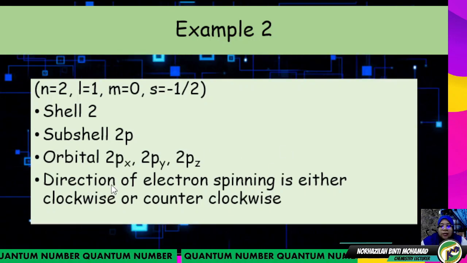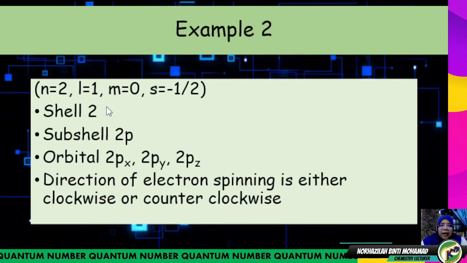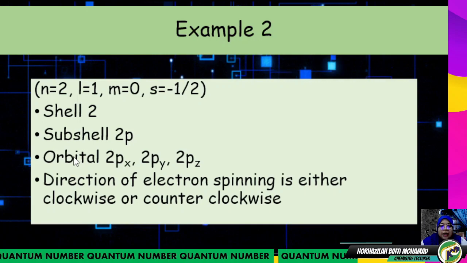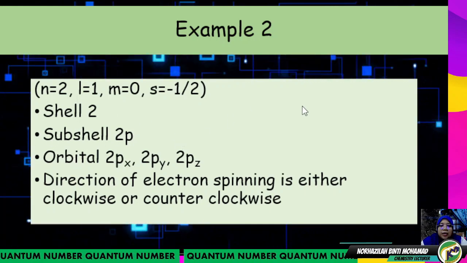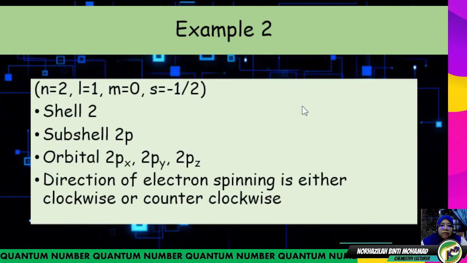So I hope that from what I have explained earlier, and with these examples, you can understand what the quantum numbers of electrons are.